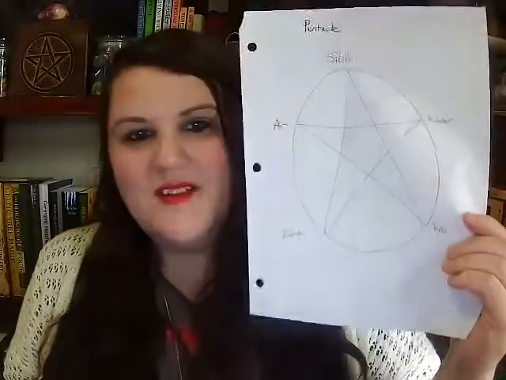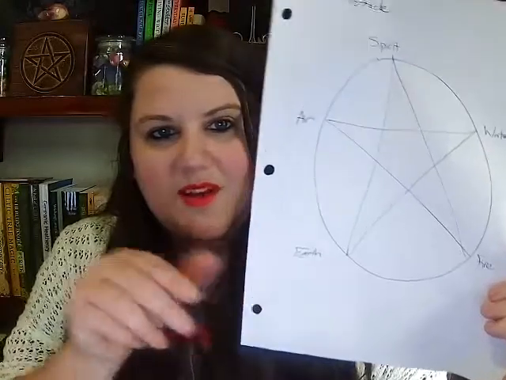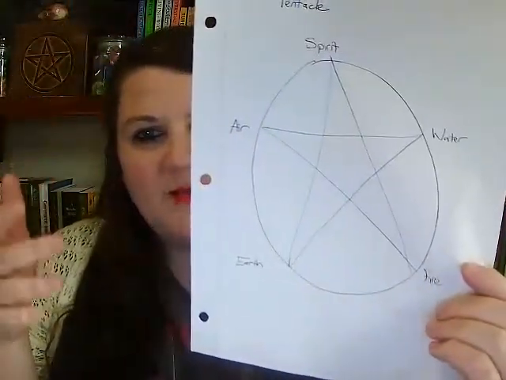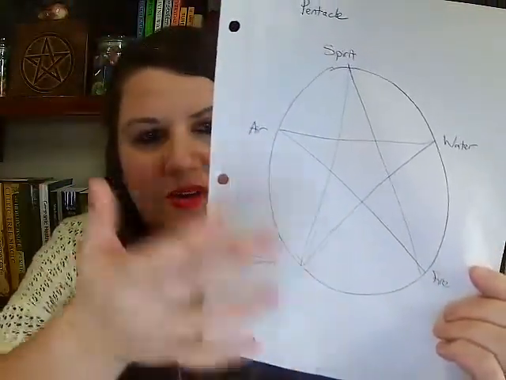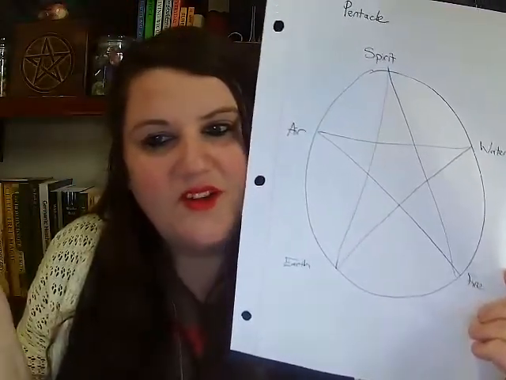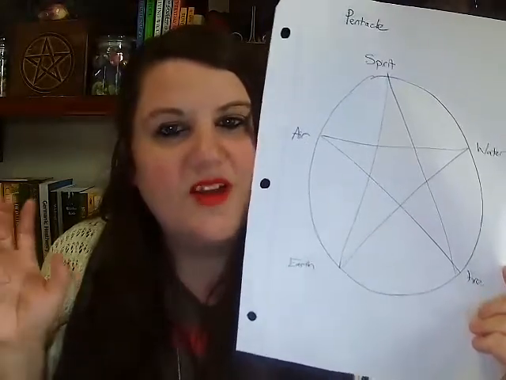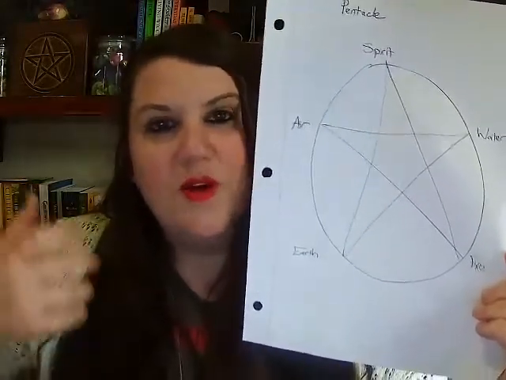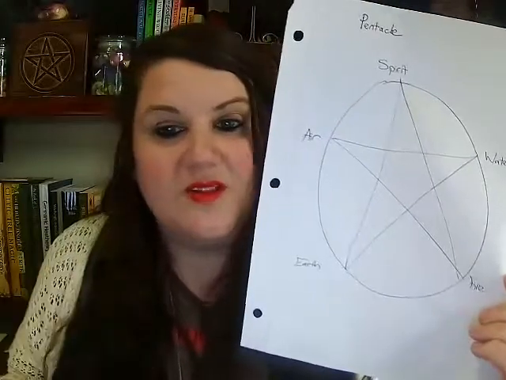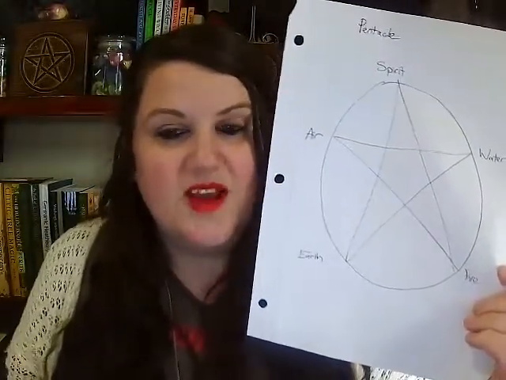Now, the pentacle is an upright five-pointed star encompassed by a circle. You see the top point, we have spirit, and then we have water, fire, earth, air. Now, the circle, you'll notice, is touching all the points of the star, and this represents that the elements are just parts of a greater whole. Now, what that whole represents, it could be an individual or it could be the entire universe. It really depends upon the context.